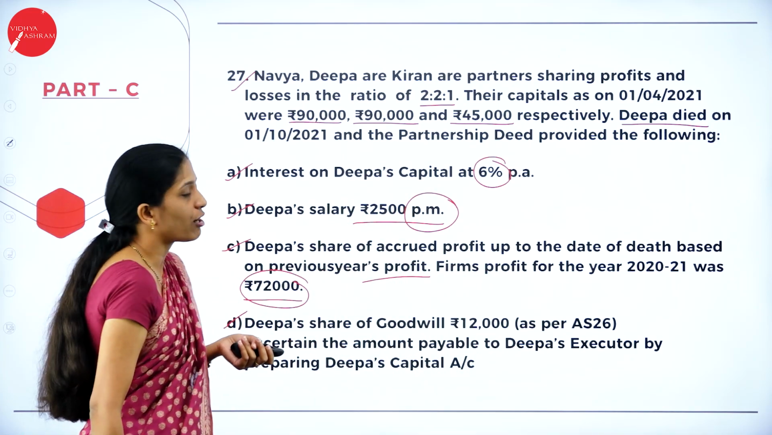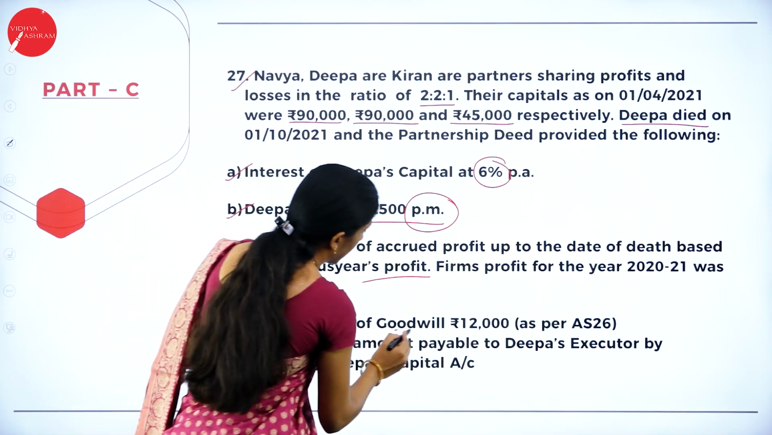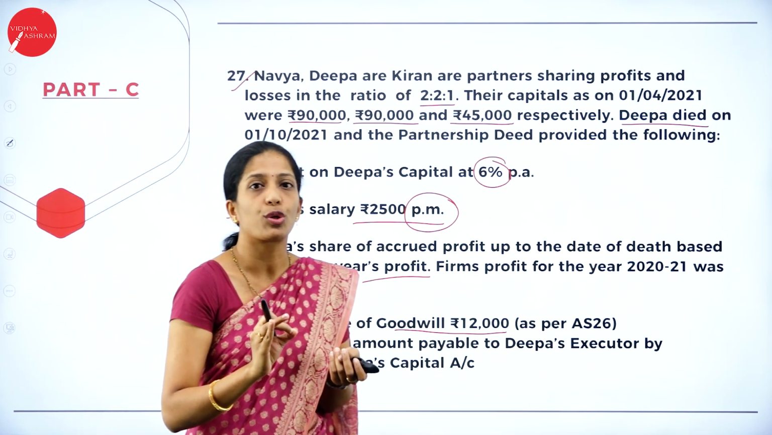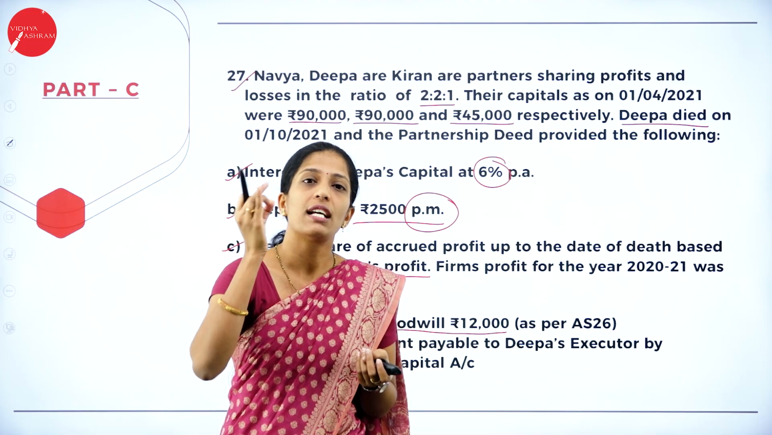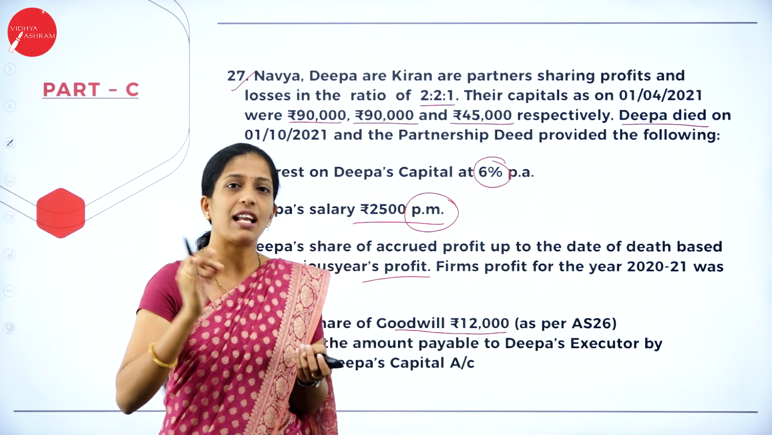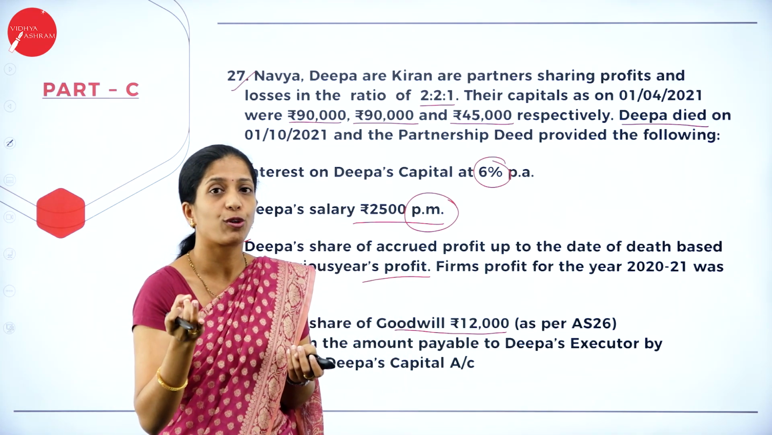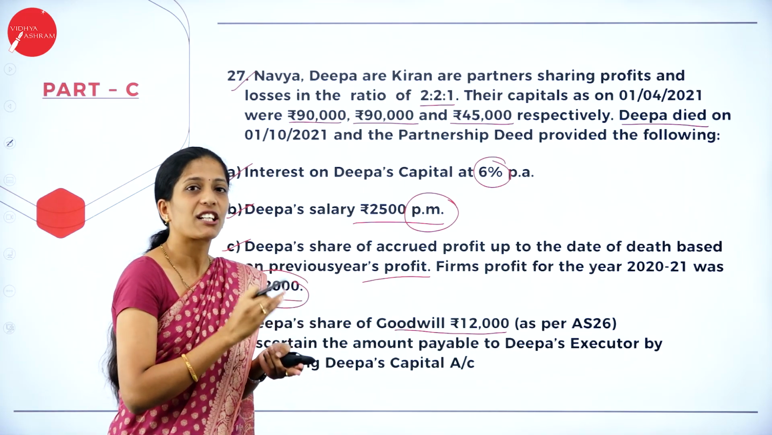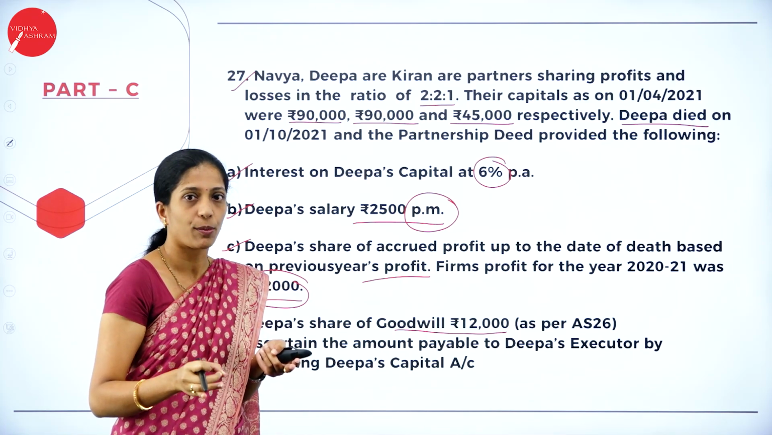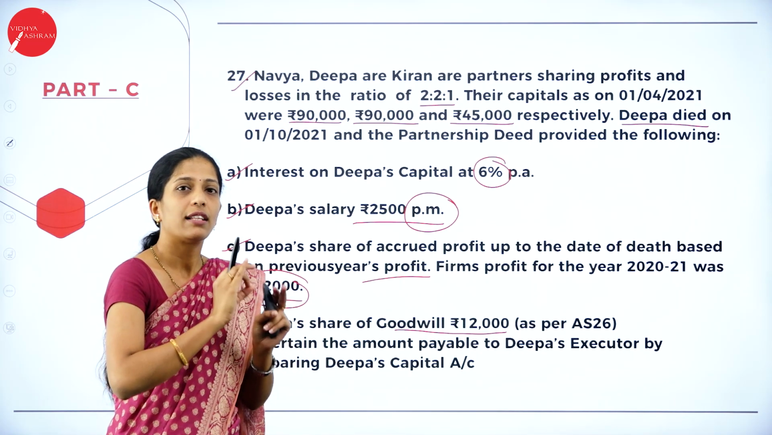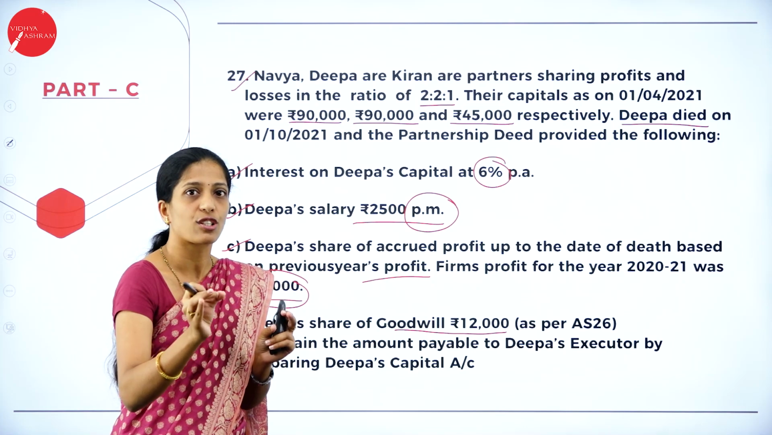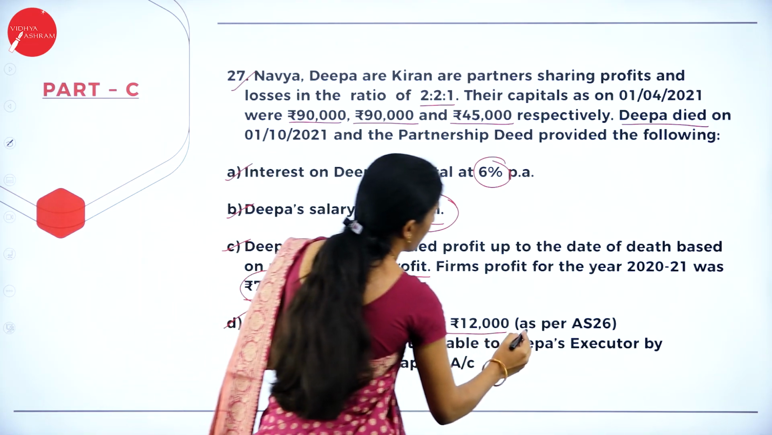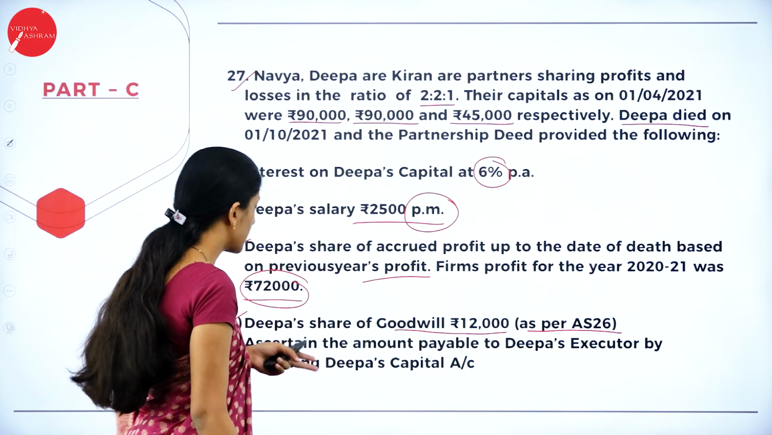Next is Deepa's share of goodwill. So here they have clearly given Deepa's share of goodwill, but you have to be careful. If it is firm's goodwill, then we have to find out Deepa's share of goodwill. Then find the goodwill that has to be distributed among the remaining partner. If they have given their respective share of goodwill, then you can directly distribute. If it is firm share of goodwill, then take out the deceased partner's goodwill and distribute to the remaining partner. So this has to be done as per accounting standard 26.